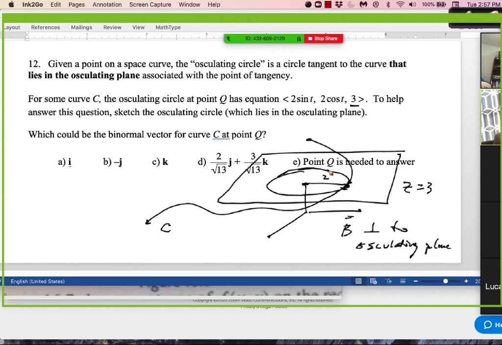So which one of these could be the binormal vector? It's going to be the vector that's orthogonal to the plane z equals 3. Which one of these is orthogonal to z equals 3? That'd be k, right? Because if it's z equals 3, then an orthogonal vector is going to be in the z direction. So z equals 3 gives k. Questions on that one?